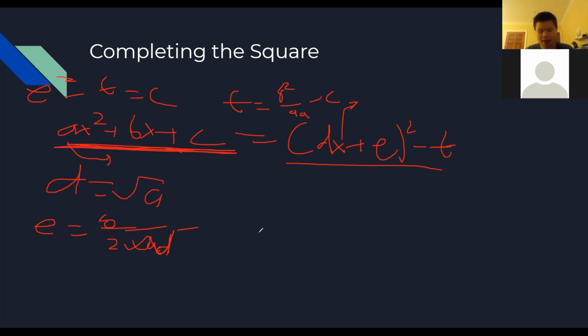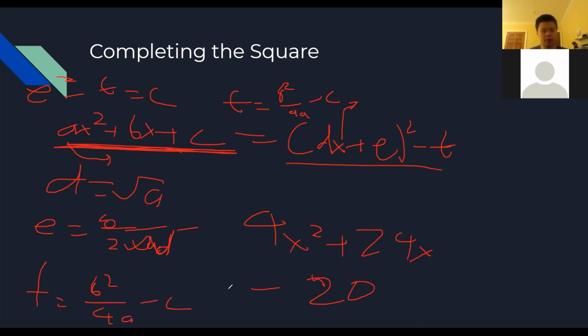Now that we've done that, can anyone complete the square of 4x squared plus 24x minus 20? And also, does anyone have any questions?